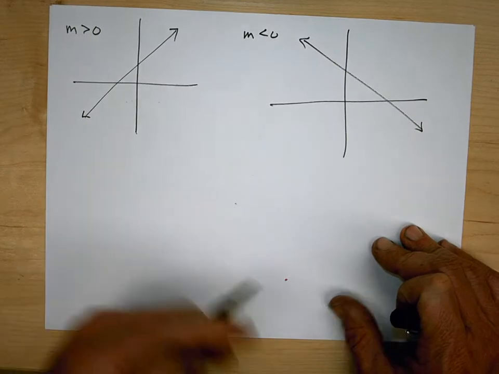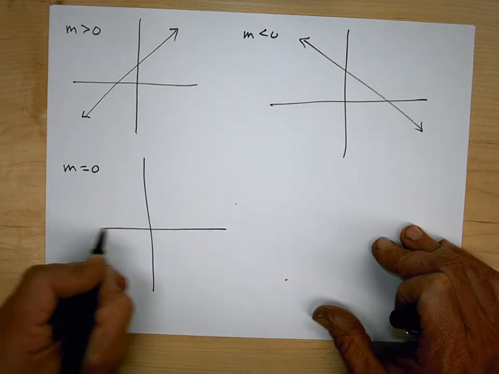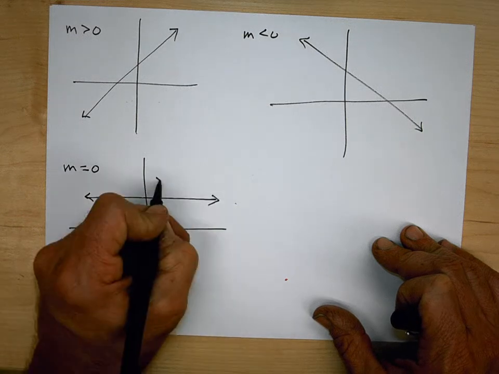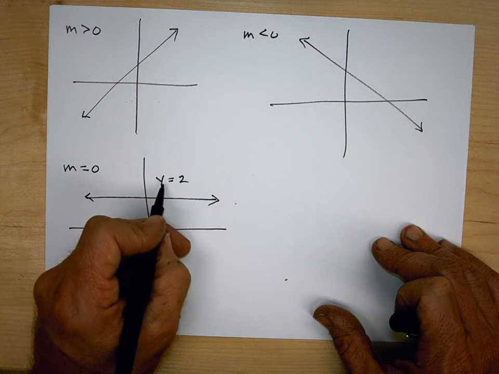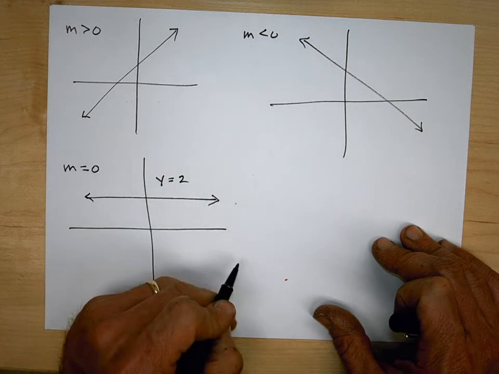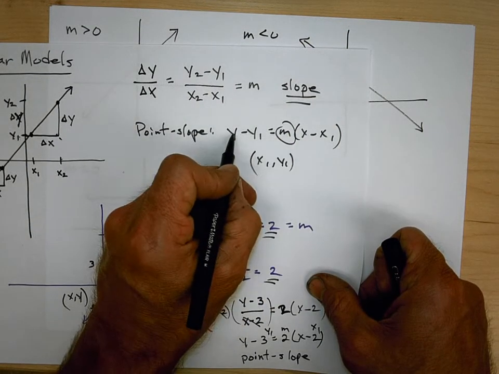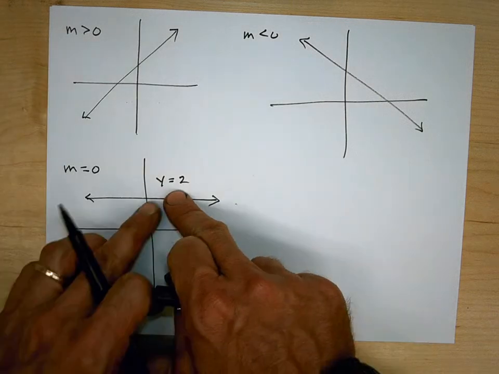We could have that m equals 0. That would give us a horizontal line, right? So we would just have something like this. So for example, that could be the equation y equals 2, right? So there is no x because the coefficient of x, if we come back to this, if m is 0, then we would just end up with y minus y1 equals 0. We could add y1 to both sides and just end up with an equation like this.